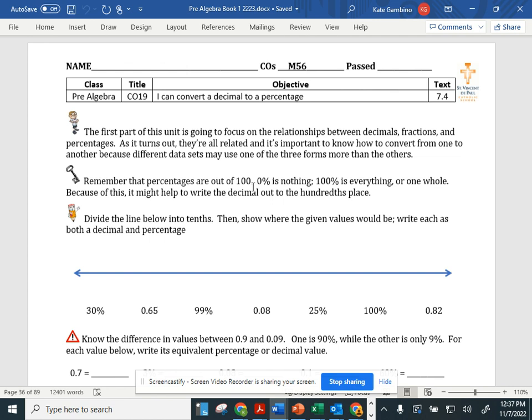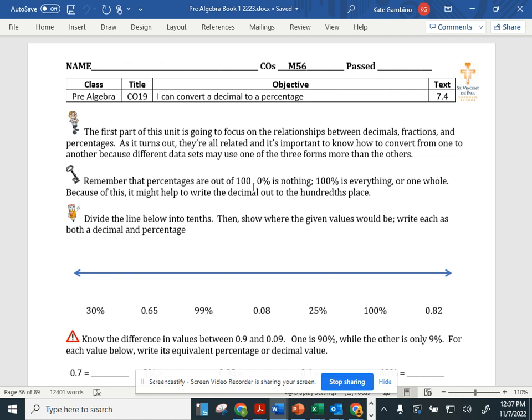Remember, percentages are out of 100. Magic number, 100 for percentages. 0% would be nothing. 100% is everything, or one whole. So if you have 100% of a pizza, you have the whole entire pizza.